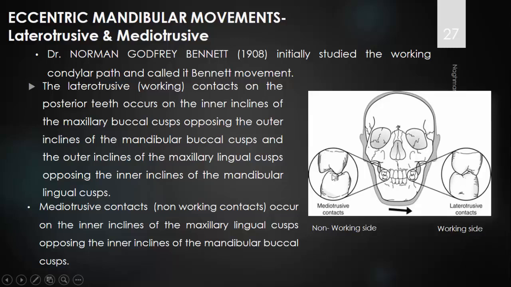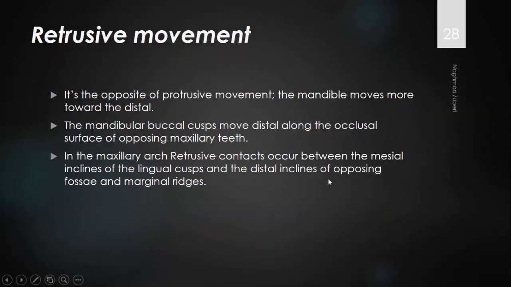Retrotrusive or retrusive movement is the opposite of protrusive movement. The mandible moves more towards the distal. The mandibular buccal cusps move distal along the occlusal surface of opposing maxillary teeth. In the maxillary arch, retrotrusive contacts occur between the mesial inclines of the lingual cusp and the distal inclines of opposing fossae and marginal ridges. We can see that over here, maxillary mesial inclines cross the mandibular distal inclines.